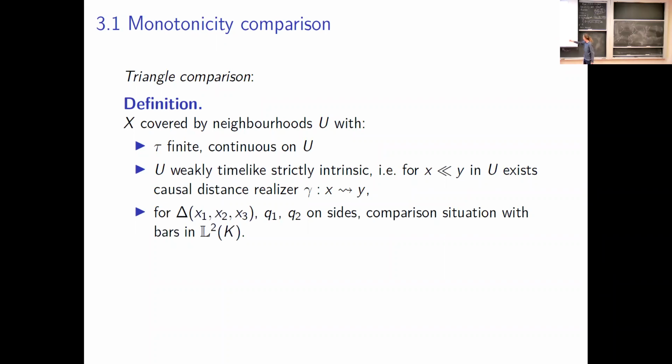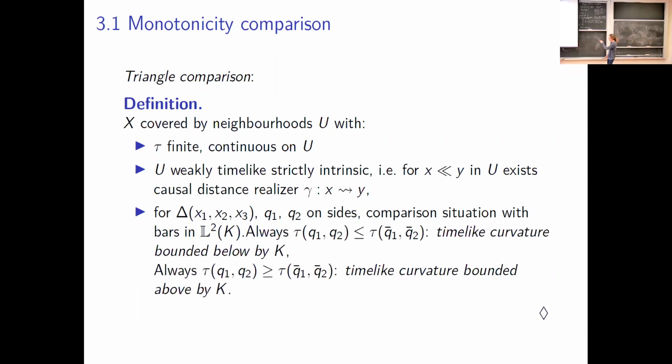And for any triangle, like there is a triangle, we have 2 points on 2 sides, then one makes a comparison triangle, takes comparison points for these 2, and then one measures this side in comparison to that. And if one always has that one is bigger than the other, time-like curvature is bounded below, and in the other case it's bounded above by k, and k is the curvature of the constant curvature space where one has realized the comparison triangles.